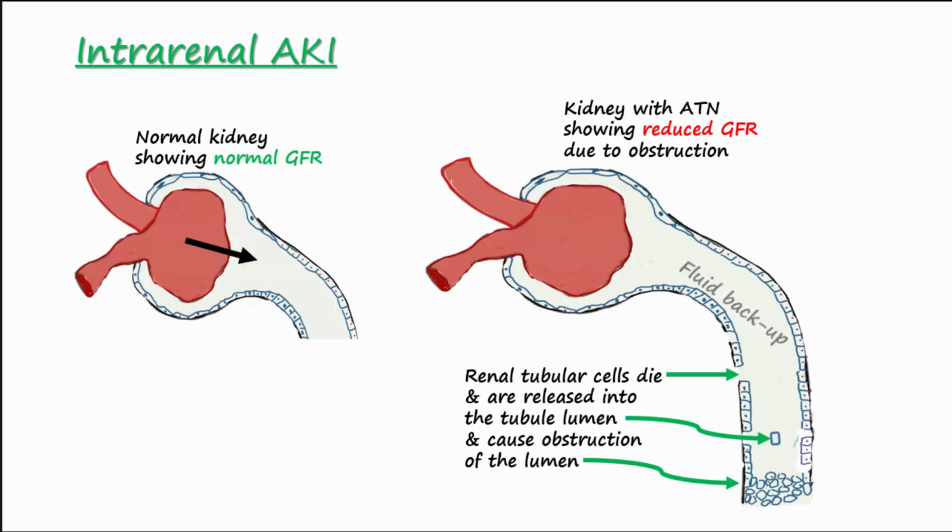The result is an increased pressure inside the lumen, which opposes the amount of filtering at the glomerulus. Hence, the GFR and consequently urine output are both reduced. The decreased GFR is represented by the smaller, slower moving arrow.